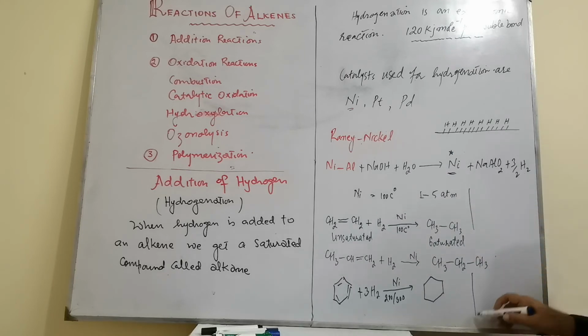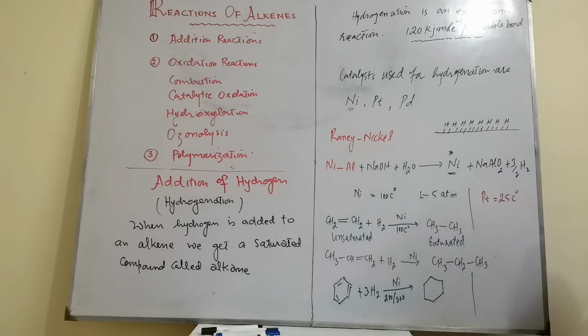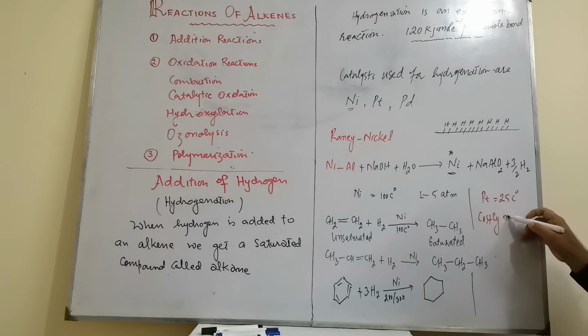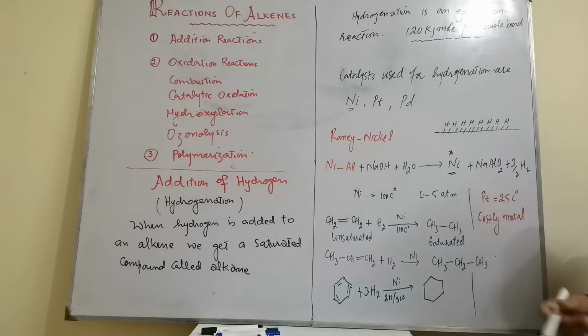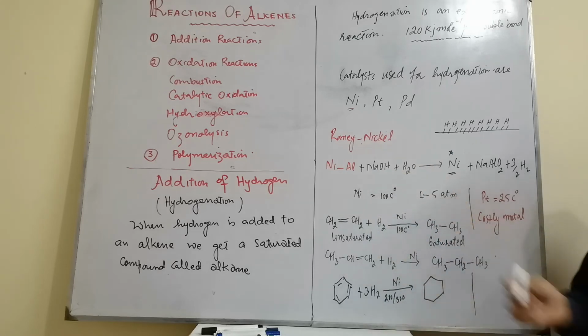Now we discuss why platinum is not used. Although the reaction takes place at 25 centigrade, then why we don't use it? When we use platinum, the reaction takes place at only 25 centigrade, but this one is a costly metal, even 2 times costlier than gold. So this metal is not used. Usually we use Raney nickel, that is activated nickel.